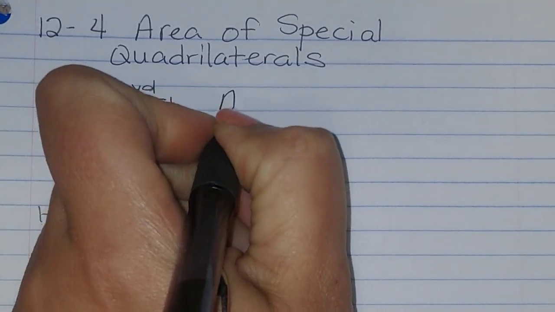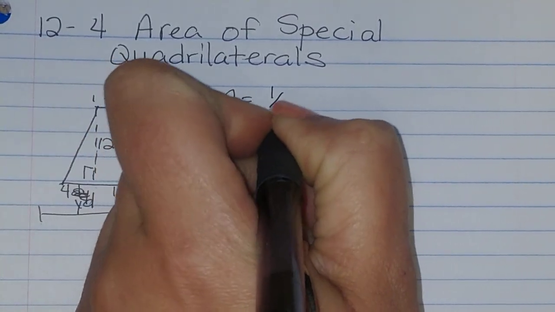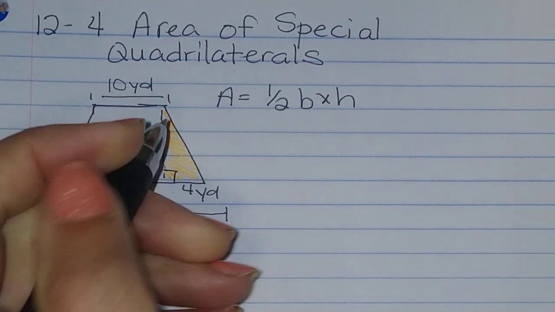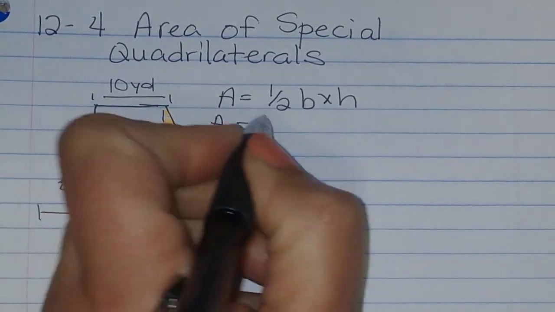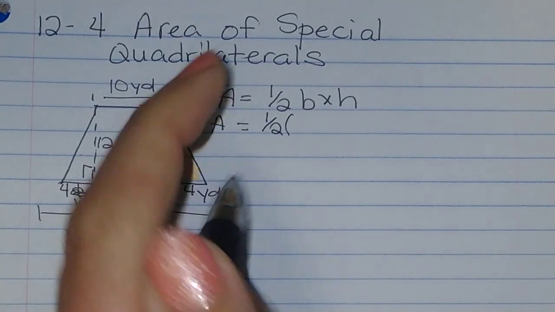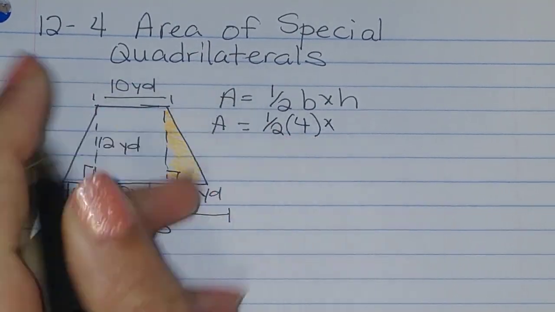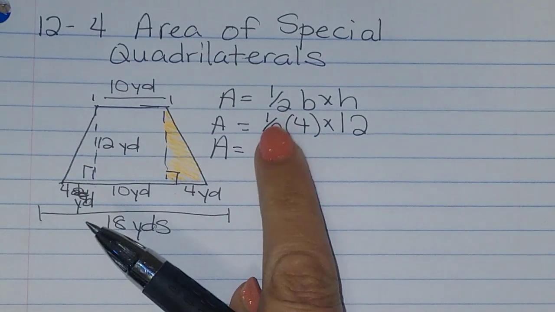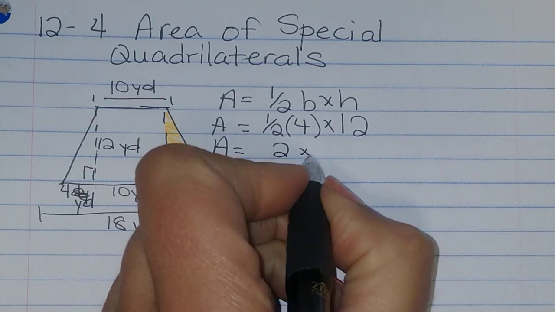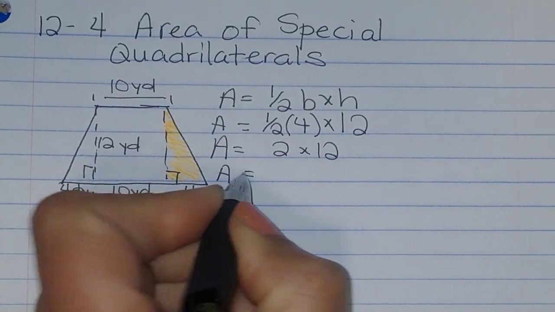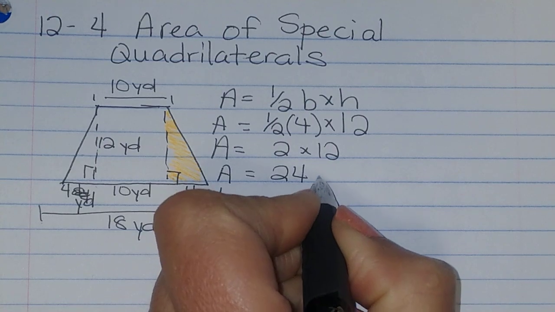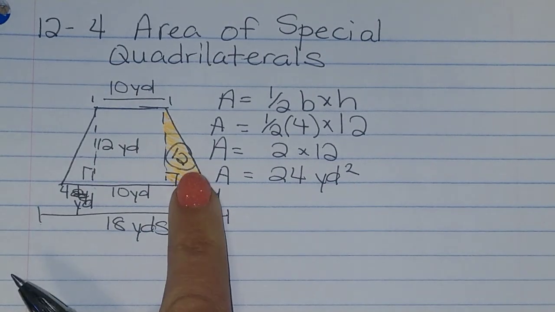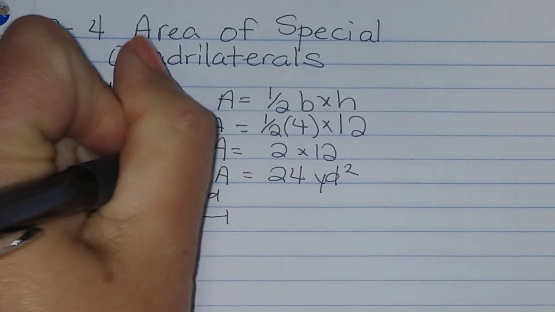So, the area of a triangle, remember, is 1/2 base times height. So I can do the math. Area equals 1/2 of 4 times my height of 12. 1/2 of 4 is 2, times 12. So my area equals 24 yards squared. I like to put it in here just so I remember, and circle it.